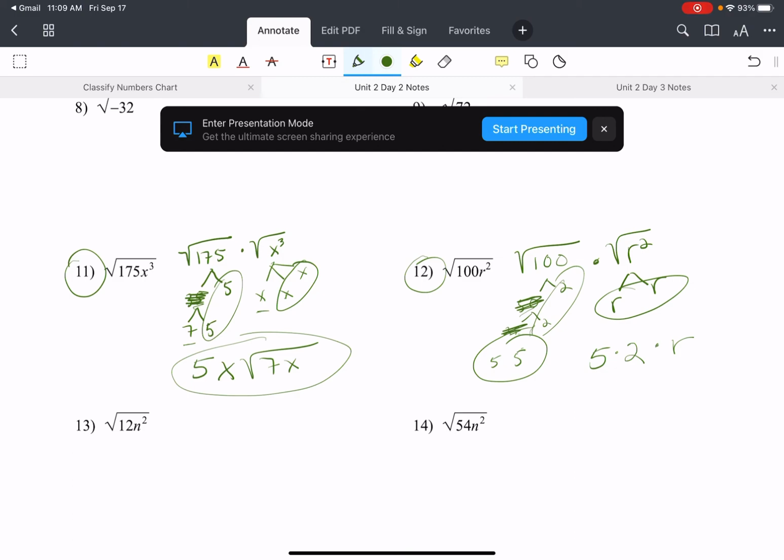There's not a square root. Good. This one doesn't have any leftovers. Do you guys see that? This one, every single thing fit into a pair. So it had no leftovers. So that means the square root goes away. So my answer is 10, 5 times 2, R.